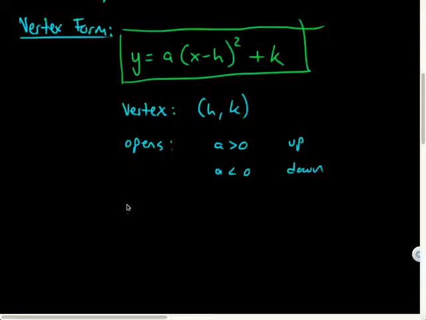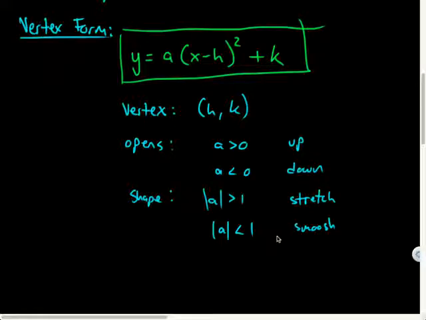And you can also tell the shape of it, right? The stretch or smoosh. So if the absolute value of a is greater than 1, you know it's a stretch vertically. And if the absolute value of a is less than 1, you know it's a smoosh vertically, or a horizontal stretch, depending on how you want to call that. And you can also find the slopes of the parabola starting at the vertex, where it's going to be the up 1 over 1, up 3 over 1, up 5 over 1 thing, except where we have to take those.